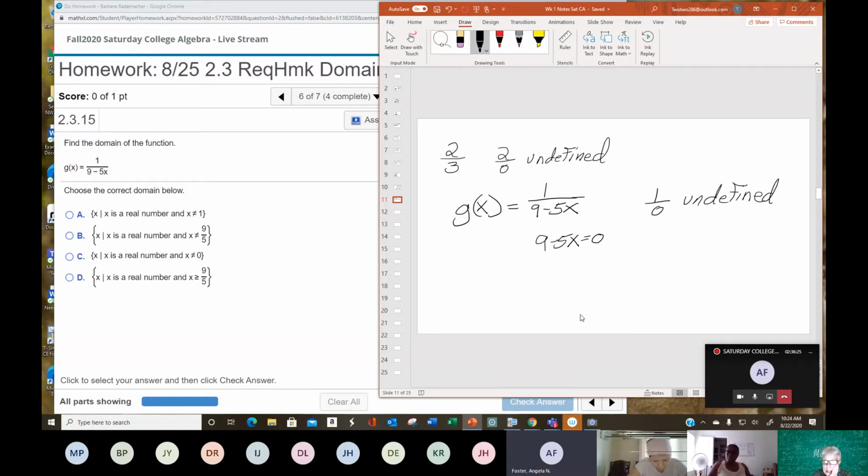Okay, so anyway, I have to find out what x equals when 9 minus 5x is 0. So I'm going to use all of those old skills from solving equations. I'm going to add 5x to both sides.